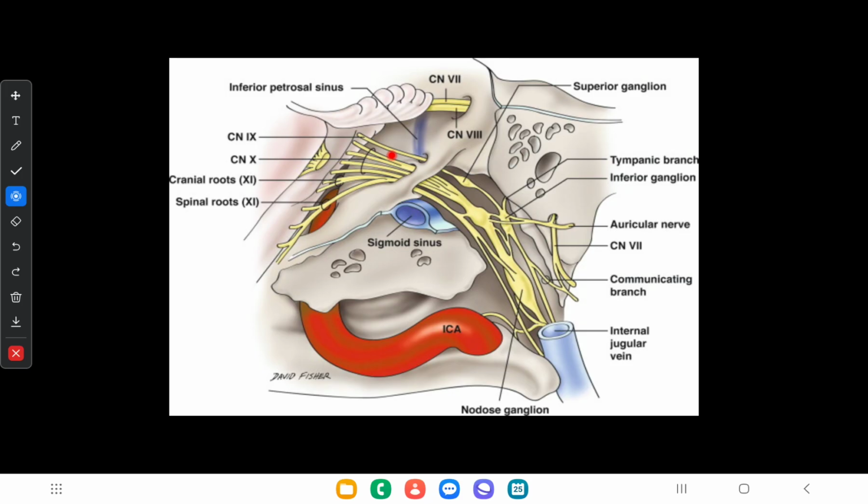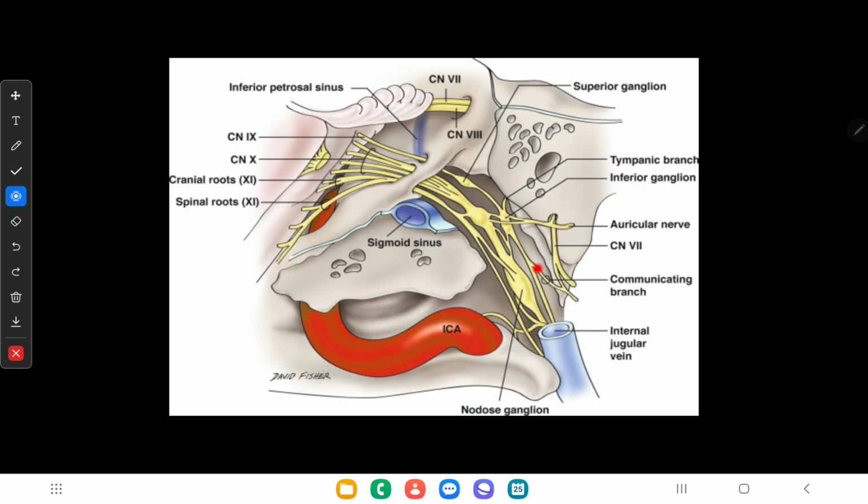Then it passes through the central part of the jugular foramen, lying in front of the vagus and accessory nerves, but in a separate dural sheath. This is the vagus nerve, and this is the cranial root and spinal root of the accessory nerve. But this glossopharyngeal nerve goes in a separate dural sheath.